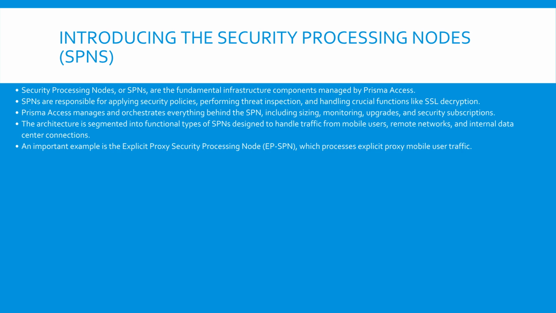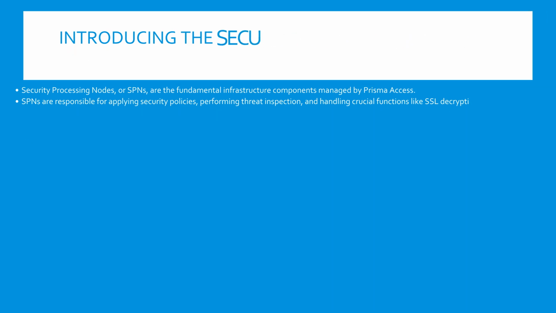A recommended practice for optimal EPSPN performance is setting the action in security policies to deny instead of drop or reset, helping release resources quickly. In the following slides, we will detail the three main types of security processing nodes that handle different traffic flows. What is the key takeaway? SPNs are the core vendor-managed compute units within Prisma Access that execute all defined security policies and traffic inspection.